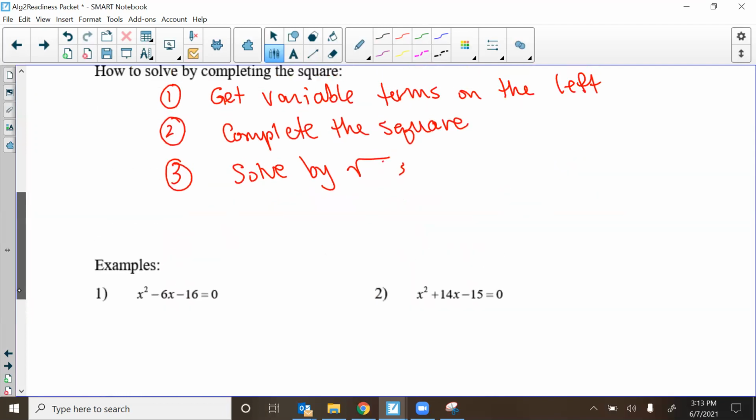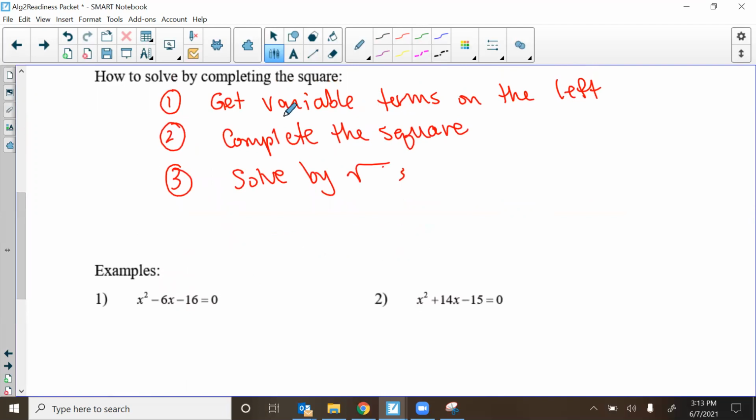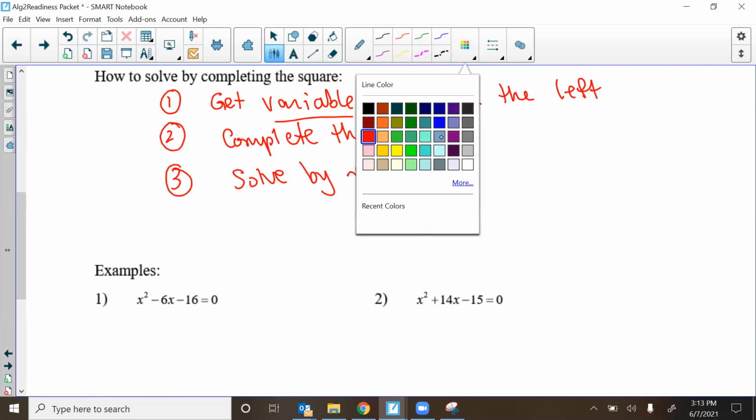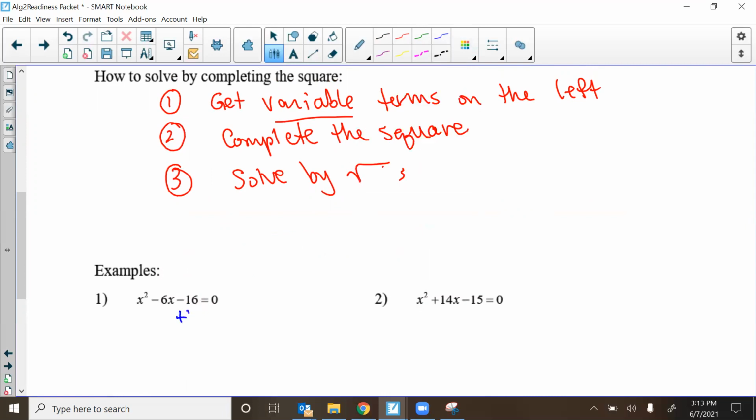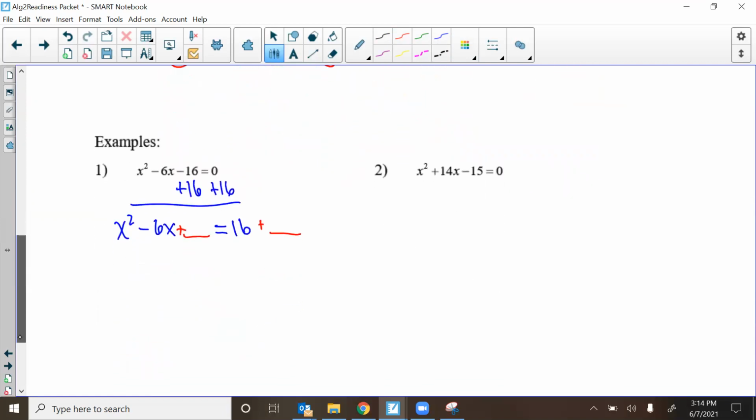Okay. So first, I only want variable terms on the left. So I am going to get rid of this 16. So I'll add 16 to both sides. And now I have x squared minus 6x, I'm going to leave a space, equals 16. Now completing the square consists of saying what number should go here to make it a perfect square trinomial, but it's an equation. So whatever you add to the left side, you got to add to the right side. Now I need to complete the square.